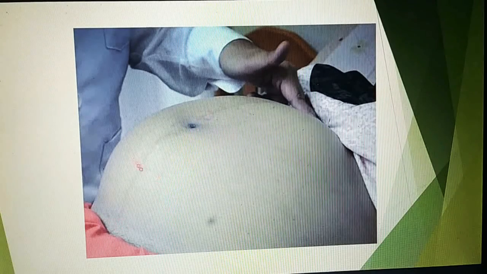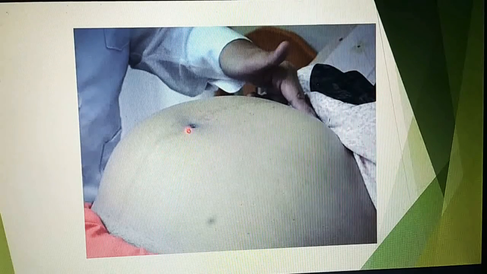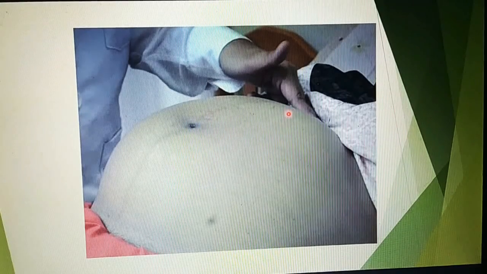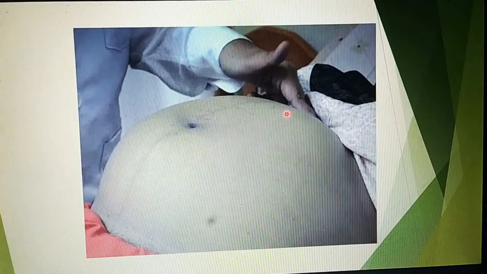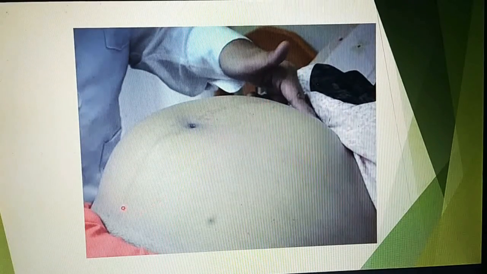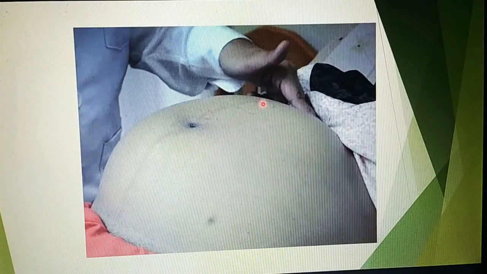At the pubic symphysis it is 16, then here 20, at the level of umbilicus 24, then 28, then 32, at the level of sternum 36, and after 36 weeks the fundus lies just below, at the level of 32 weeks of gestation. So this is 12 weeks of gestation, 12, 16, 20, 24, 28, 32, 36 at the level of sternum, and 40 again at the level of 32 weeks of gestation.